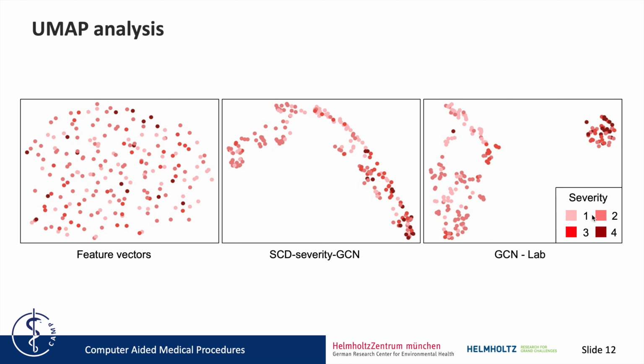Additionally, looking at the UMAP analysis of the feature vectors, our suggested method, and the GCN with clinical data measured by the lab, we can see that both of the proposed GCN-based approaches are able to separate the samples according to their severity, and in our proposed approach, a clear spectrum of severity is formed.